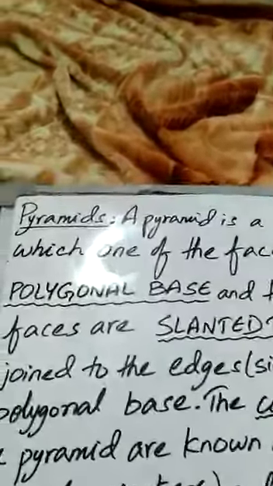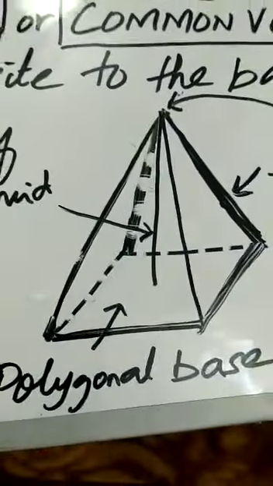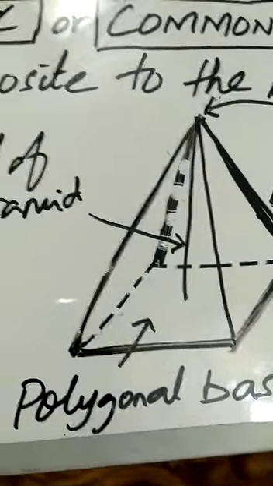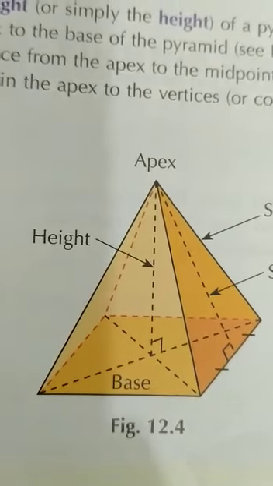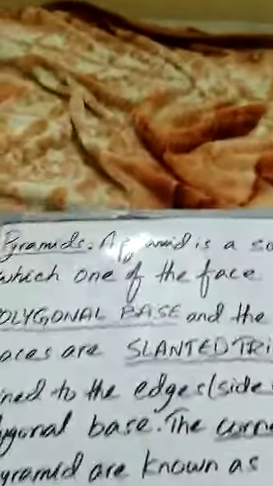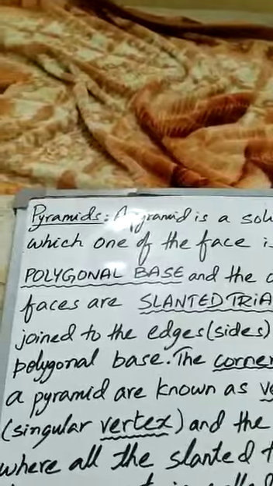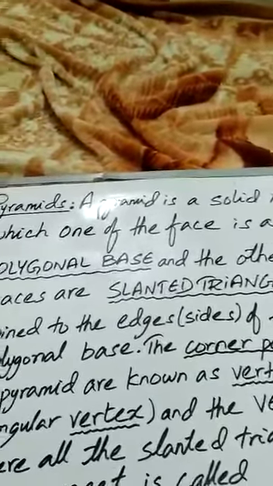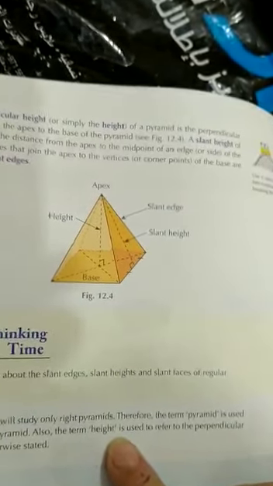Now what is basically a pyramid? This is a pyramid. Look here, this is a pyramid. Okay, this is also a pyramid. Now pyramid basically होता है क्या? How can we define a pyramid? Basically a pyramid is a solid in which one of the faces is a polygonal base. Look here, this is a pyramid. So a pyramid is a solid in which one of the faces is a polygonal base, like this.